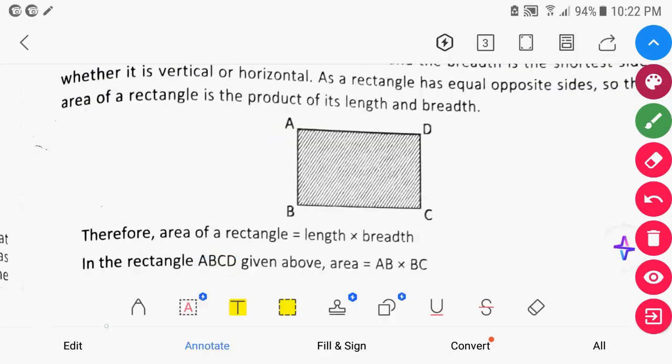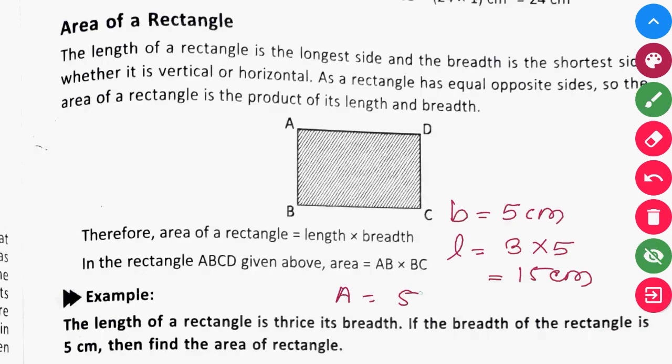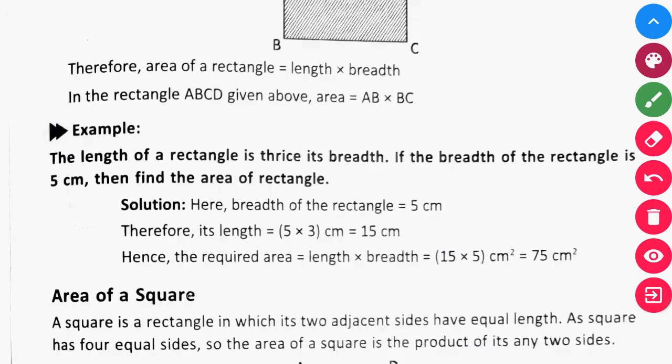Now see the example. We have to calculate the area of a rectangle whose length is thrice its breadth. And if the breadth of the rectangle is 5 centimeter, we have to calculate the area. So see, breadth is 5 centimeter, length is thrice the breadth, means 3 into 5, that is 15 centimeter. Now the area of the rectangle is equal to 5 multiplied by 15. So 15 5s are 75, and I told you area should be written in centimeter square. So 75 centimeter square is the area of the rectangle.